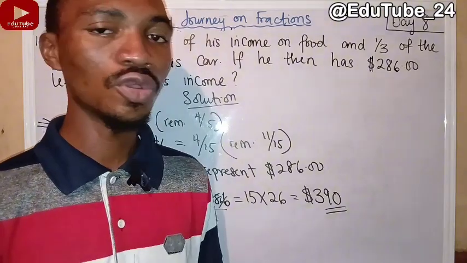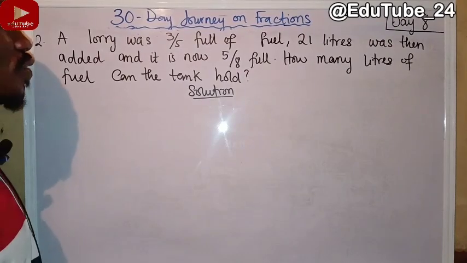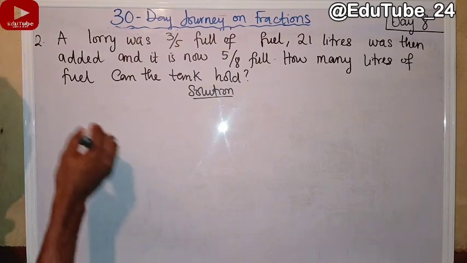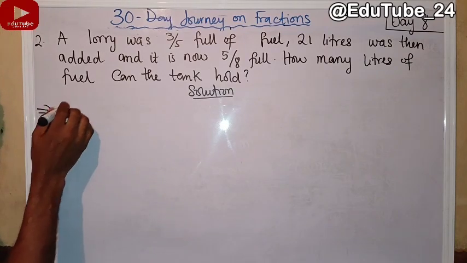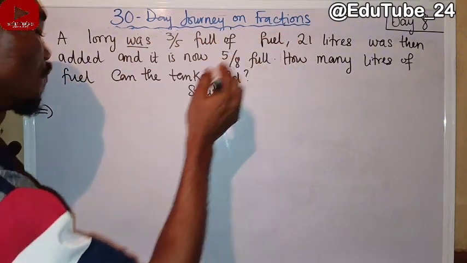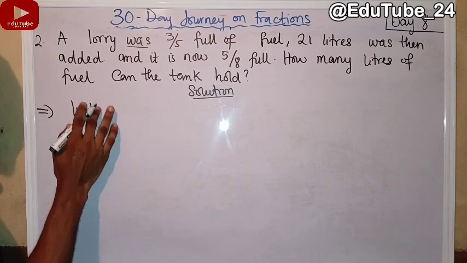So let's move on to question number 2. A lorry was 3 over 5 full of fuel. 21 liters was then added, and it is now 5 over 8 full. How many liters of fuel can the tank hold? Okay, so a lorry was 3 over 5 full of fuel. I will interpret this, using the word was, as the initial gauge of the tank.